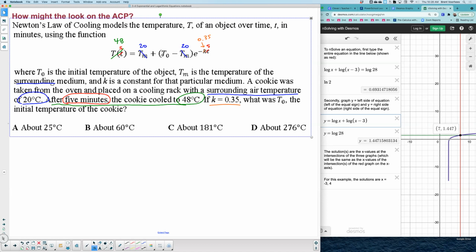What is T0? I'm looking, I have a variable T0 and I also have a variable E. How do I solve it if I have two variables? E is not a variable. E is a constant, isn't it? So you could just solve this to get your solution.